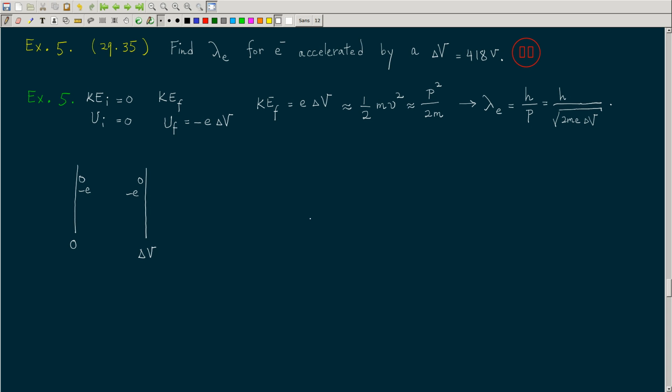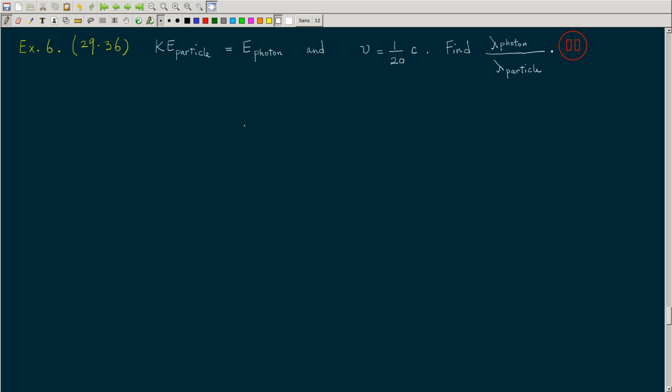Let's get to the next exercise. Okay, exercise number 6. Again, there is a reference to your textbook, problem 29.36. So assume a particle that has the same kinetic energy as a photon. So there's a photon and there's a particle. The photon has the same energy as the kinetic energy of that particle.